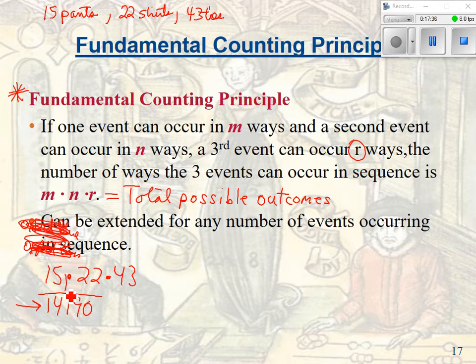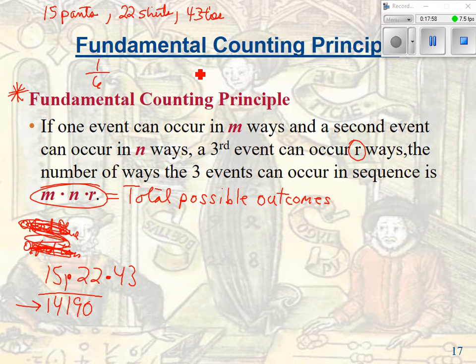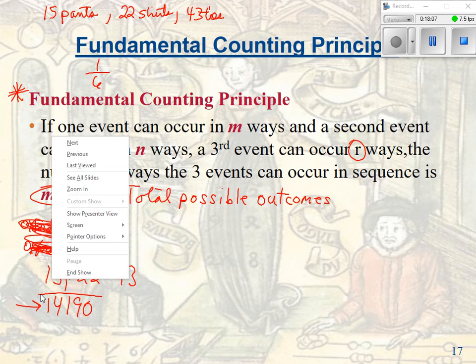It can be extended for any number of events occurring in sequence. So it doesn't just have to stop at 3. It could be 4, 5, 6, 7, 8, 9, however many events you have going on. And notice, if you've dealt with probability in the past, we won't be dealing a whole lot with probabilities like 1 out of 6. All right? We're going to be dealing with probabilities like 1 out of 14,190. So we're going to be dealing with a lot bigger numbers.